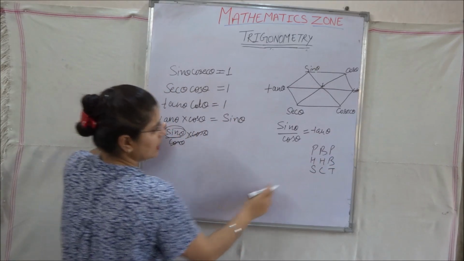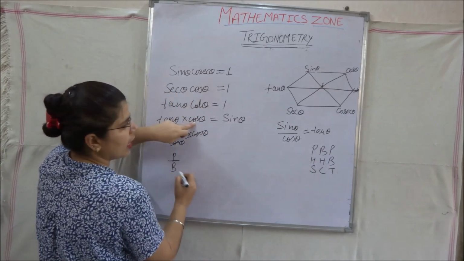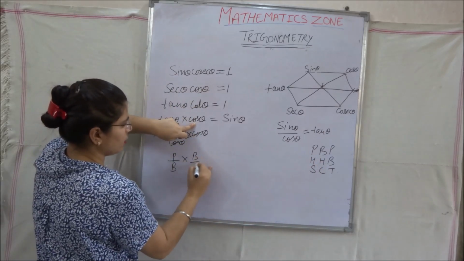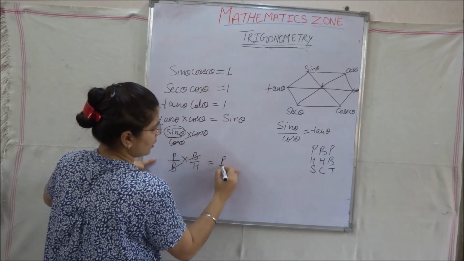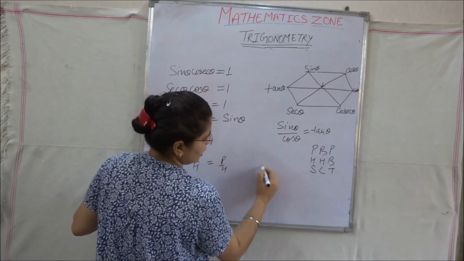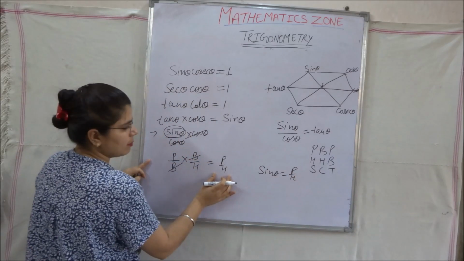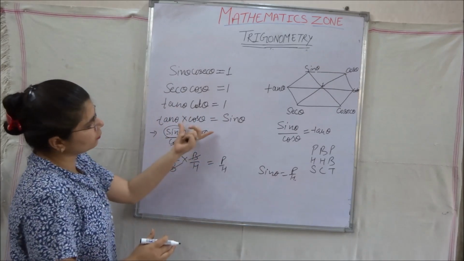Now tan theta is P upon B, and cos theta is B upon H. So that will be equal to P upon H. Now sin theta is also equal to P upon H. That's why P upon H is equal to P upon H. So we prove this formula.